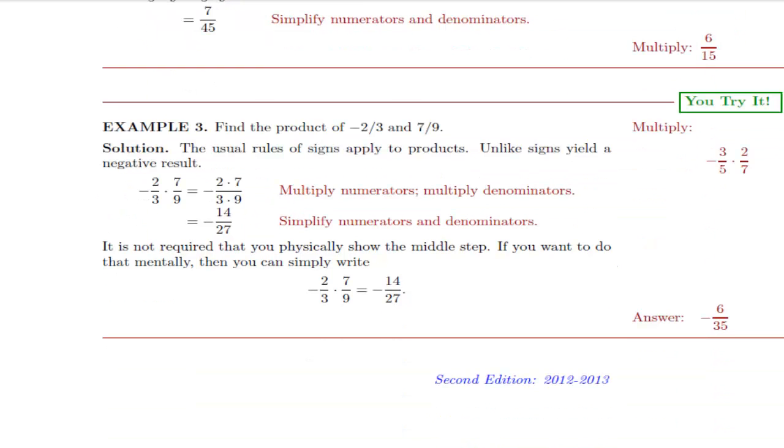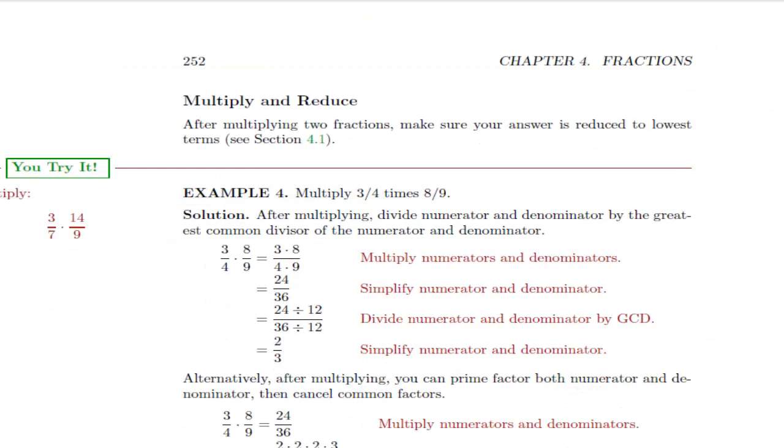Example 3. Find the product of -2/3 and 7/9. Solution. The usual rules of signs apply to products. Unlike signs yield a negative result. Multiplying the numerators, 2 times 7 is 14. Multiplying the denominators, 3 times 9 is 27. Since one of the fractions is negative and the other is positive, the result is -14 over 27. It is not required that you physically show the middle step. If you want to do that mentally, then you can simply write -2 over 3 times 7 over 9 equals -14 over 27.